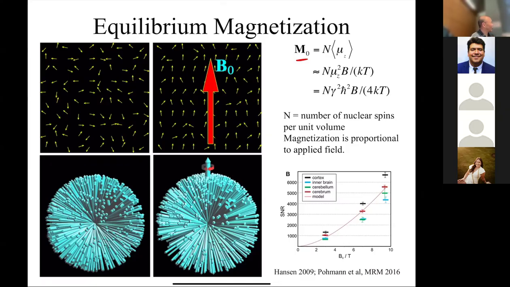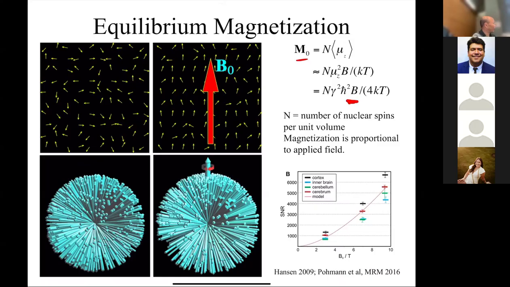So basically M naught is going to be made up of all the spins you have times the average magnetic moment. And it turns out that that is going to be proportional to your B field. So what that means is the bigger field you have, the more net magnetic moment you have to deal with. And that's essentially your signal. And that's the primary reason why people keep building these bigger magnets, because they're trying to get more signal.